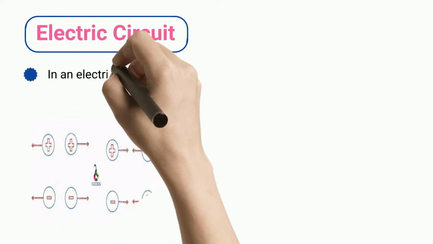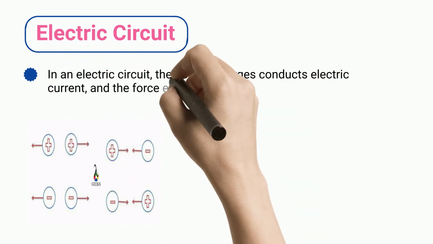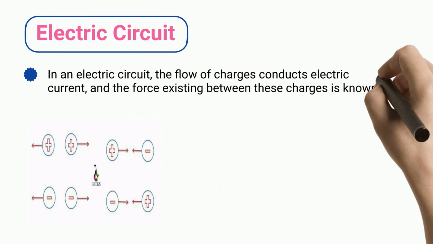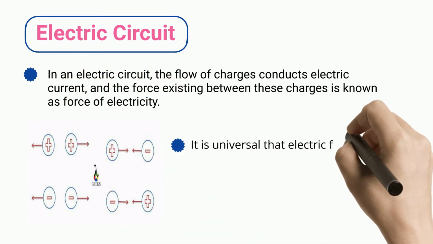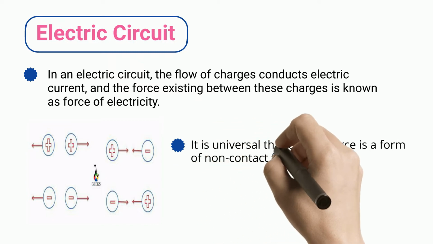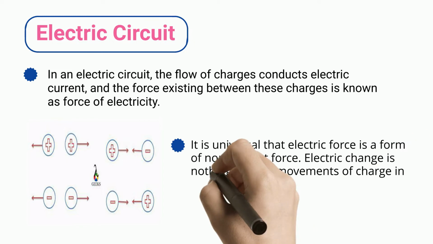Electric circuit. In an electric circuit, the flow of charges conducts electric current, and the force existing between these charges is known as force of electricity. It is universal that electric force is a form of non-contact force. Electric charge is nothing but the movement of charge in a body.